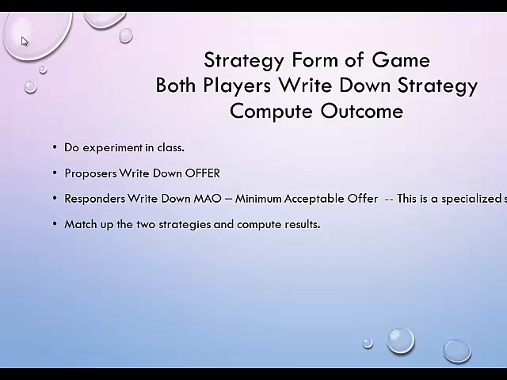On the back side, only use the back side. The front side will be used in a later game after the lecture. Only use the blank back side of the lecture. Write down your offer, and now write down your MAO, the minimum acceptable offer. So this can be 5, this can be 7, this can be 3, this can be 1.